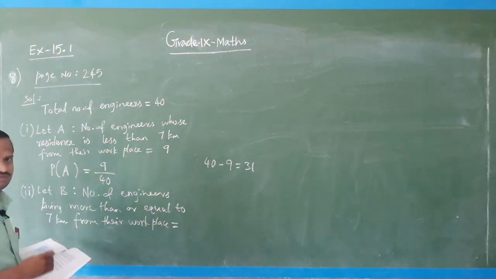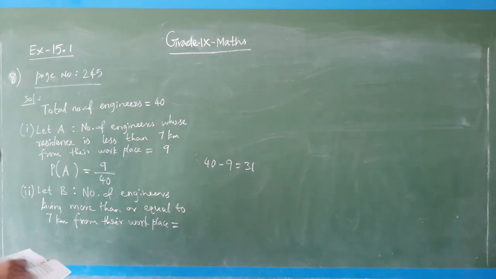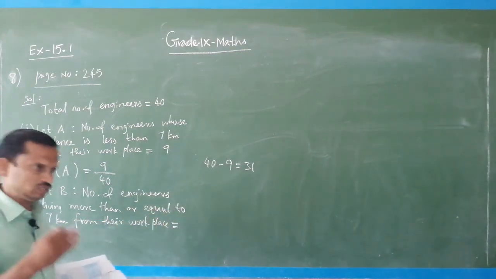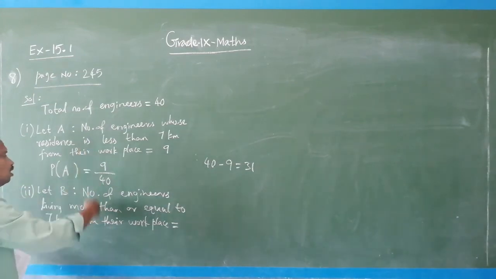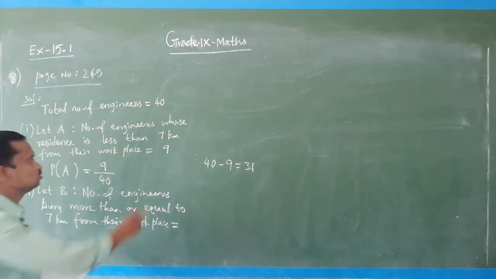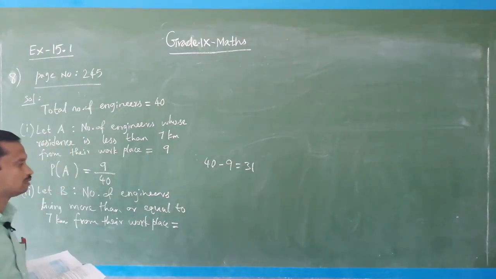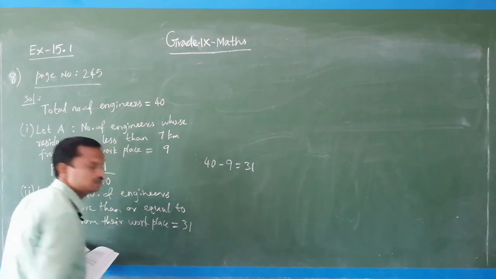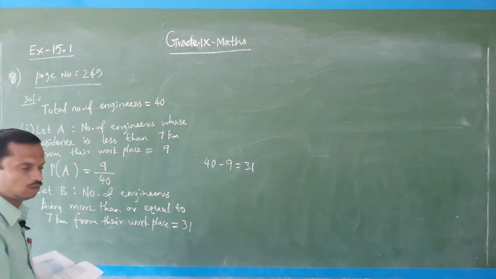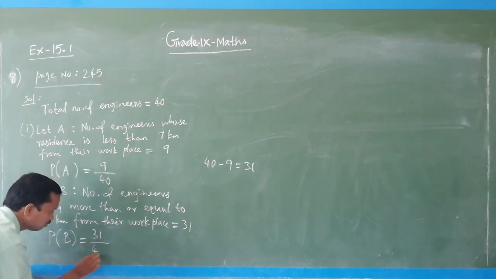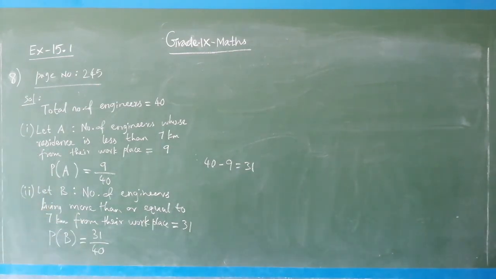The first option is less than 7 and the second option is 7 and more than 7, because the words given are more than or equal to. More than or equal to means 7 and more than 7, so these two are opposite events. So we subtract 9 from the total number of engineers 40, and we get 31. If you add 31 and 9, you get 40, because they are opposite events. So easily you can write the probability, P of B is equal to 31 by 40. This is very easy to answer, clear?